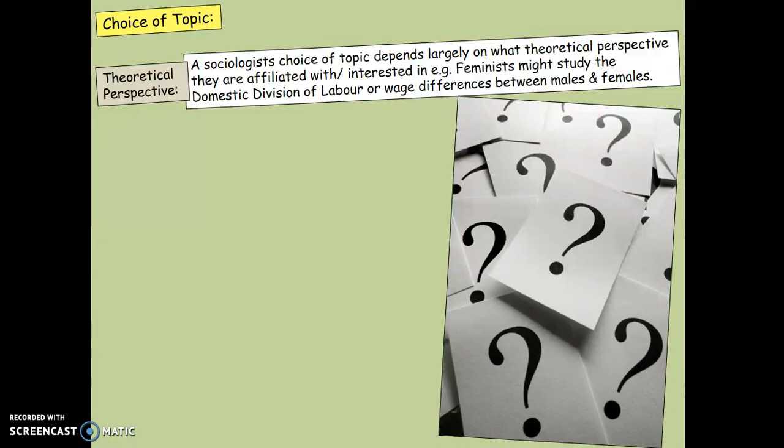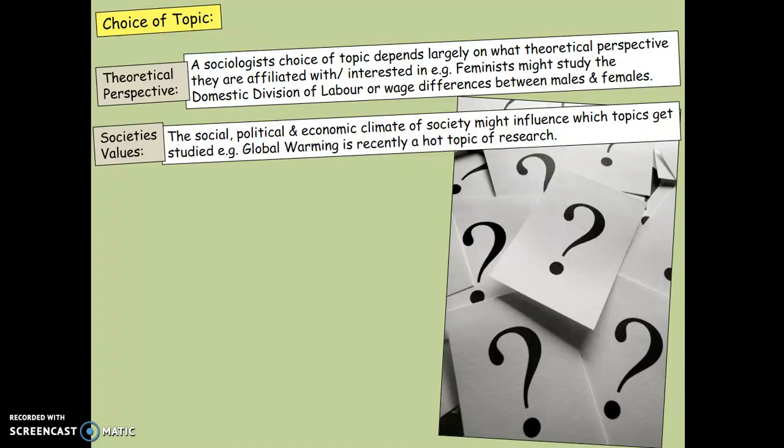So now we have the choice of topic. Theoretical perspective. A sociologist's choice of topic depends largely on what theoretical perspective they are affiliated with or interested in. For example, feminists might study the domestic division of labour or wage differences between males and females. Society's values. The social, political and economic climate of society might influence which topic gets studied. For example, global warming is recently a hot topic of research.